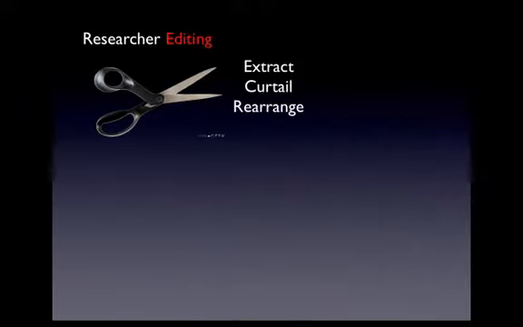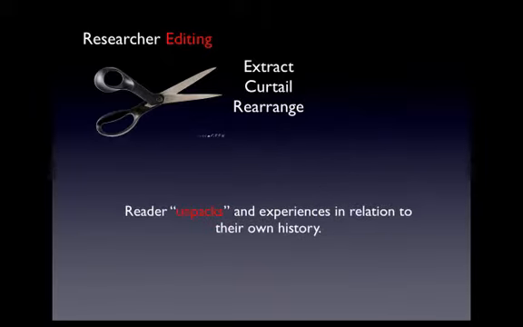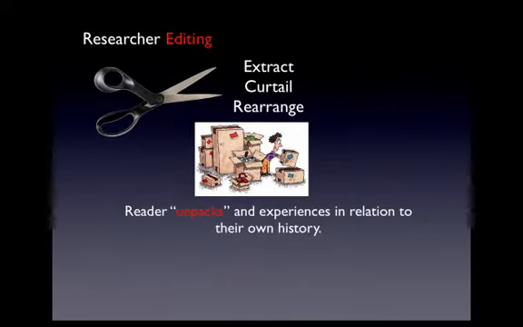The methodological step of editing is a critical piece of creative ethnography. Ethnographers extract, curtail, and rearrange materials from their fieldwork situations to make texts. The influence of the editing process is of paramount importance. Here we are reminded of the negotiation between reader and researcher. The researcher has packaged events and observations into the text, which the reader then unpacks and experiences in relation to their own history.